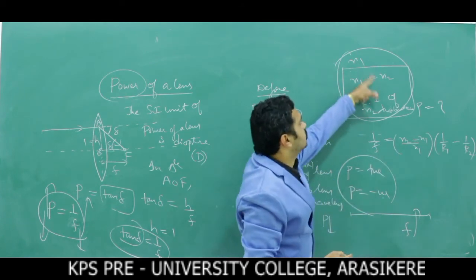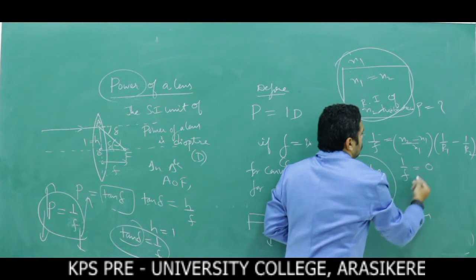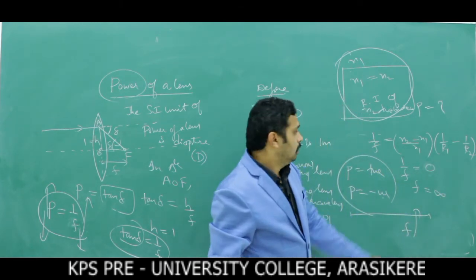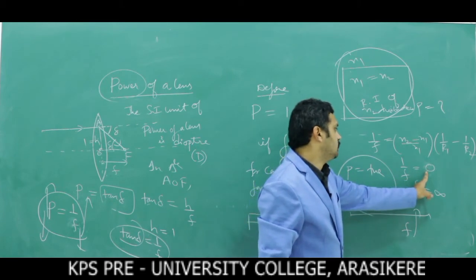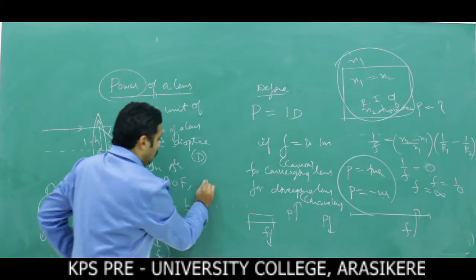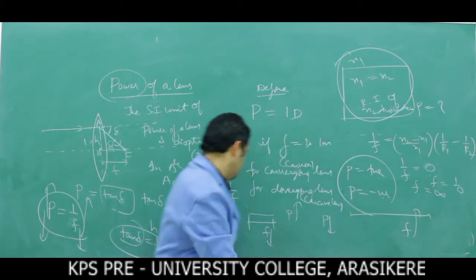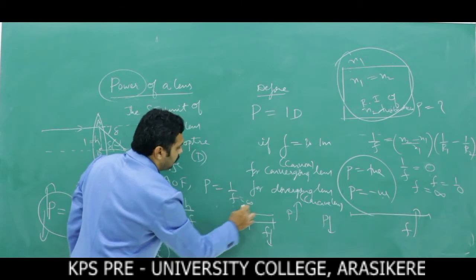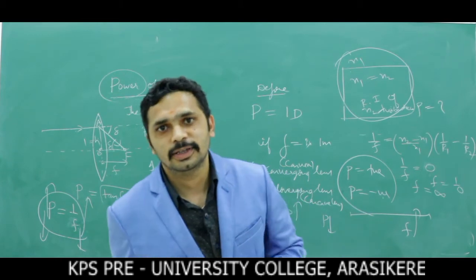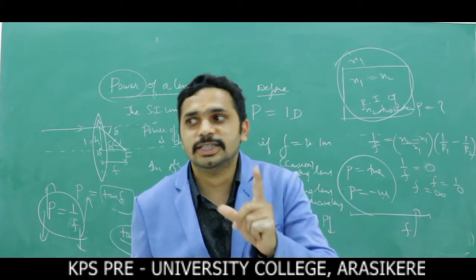If both have the same refractive index, then the focal length is infinity. 1/f is equal to 0, which means f is infinity. We know that power is equal to 1/f. If the focal length is infinity, the power is 0. There is no power. That's the trick used by magicians.